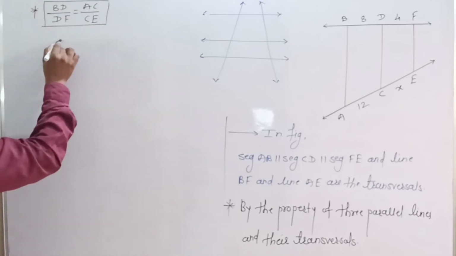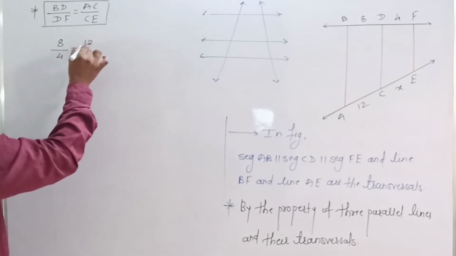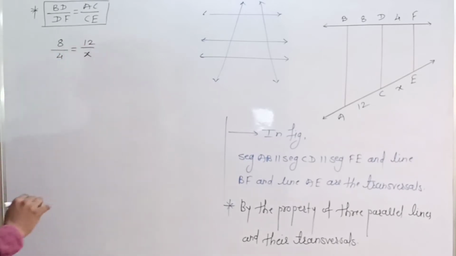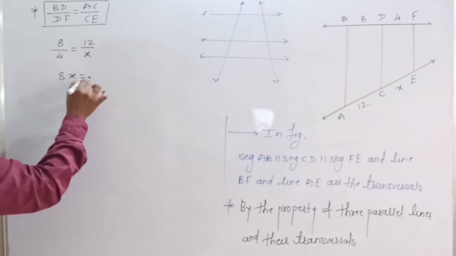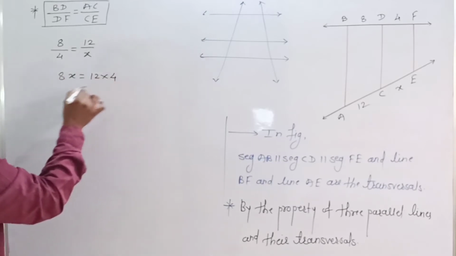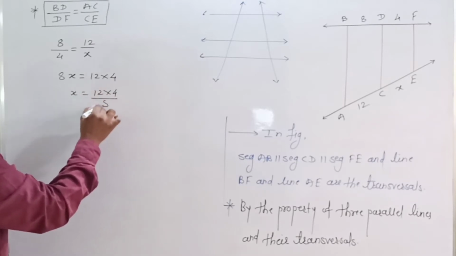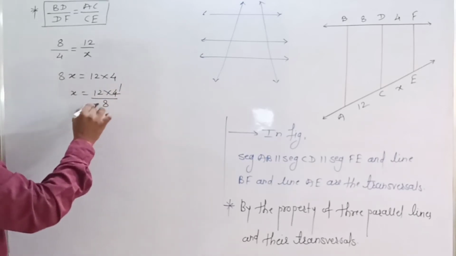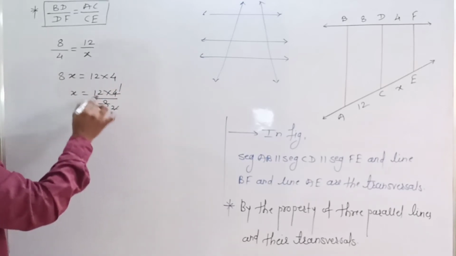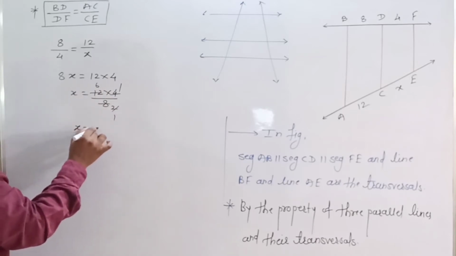So BD is 8 upon 4 is equal to AC is given, that is 12 upon X. So by making cross multiplication, that will be 8 into X, that is 8X is equal to 12 into 4. So X is equal to 12 into 4 upon 8. It will go to the denominator. So here 4 1s are 4, 4 2s are 8. Again 2 1s are 2, 2 6s are 12. That means X is equal to 6.